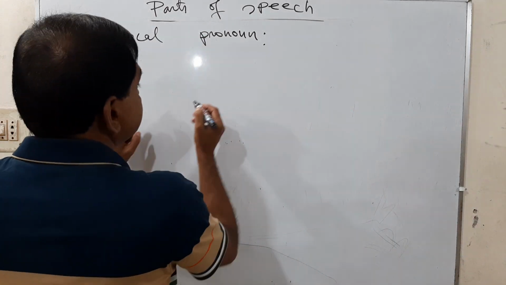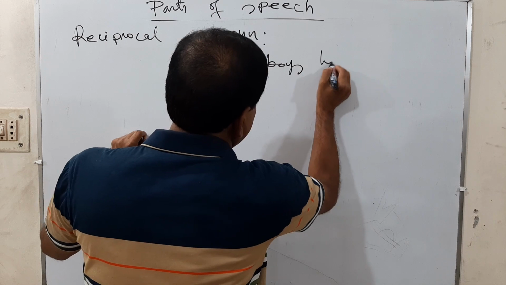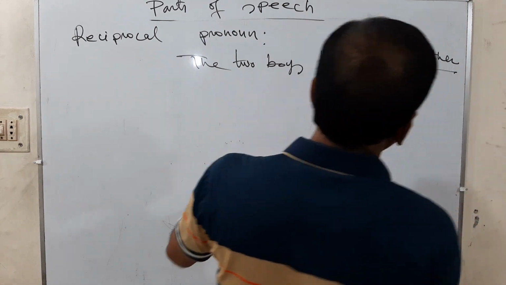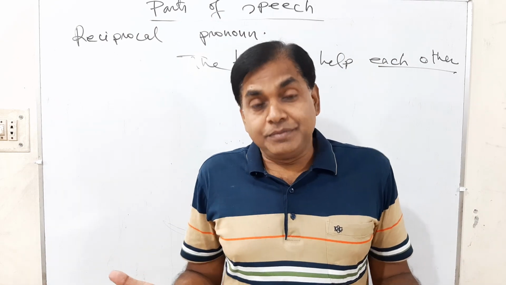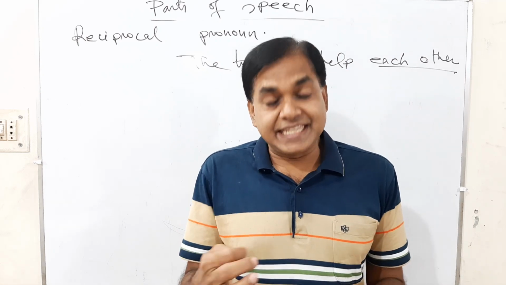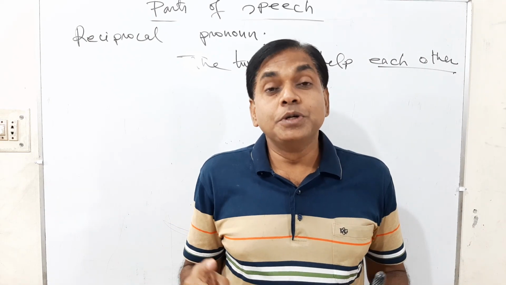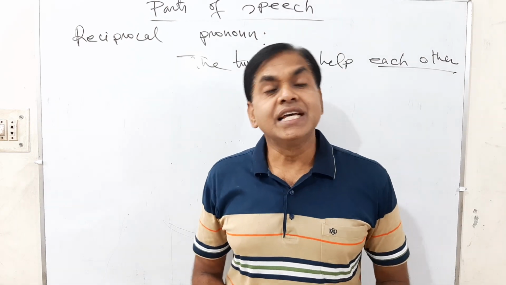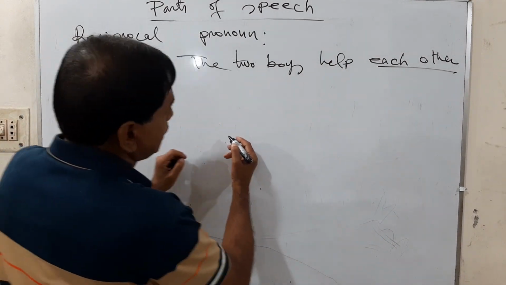Look at it. The two boys help each other. Yes, my dear viewers, each other, one another. Each other, one another. All of them are called reciprocal pronoun because they reciprocate to create a situation which creates the relation, which creates the oneness of work between two persons, two groups, or among some persons or some groups.